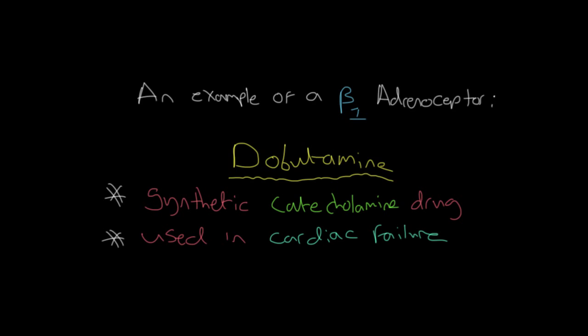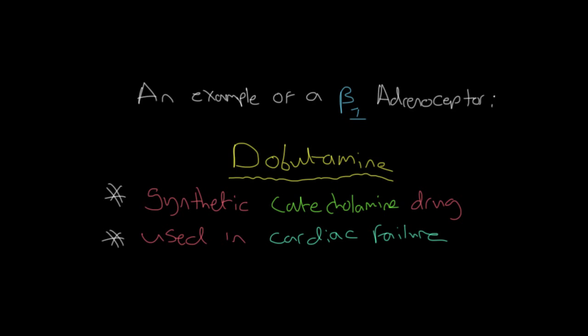Let's now look at a couple of drugs that target the beta adrenoceptor specifically, to get an idea of the clinical disorders that can be managed with beta adrenergic agonists. An example of a beta-1 specific agonist is Dobutamine. This is a synthetic catecholamine drug used in the treatment of heart failure.